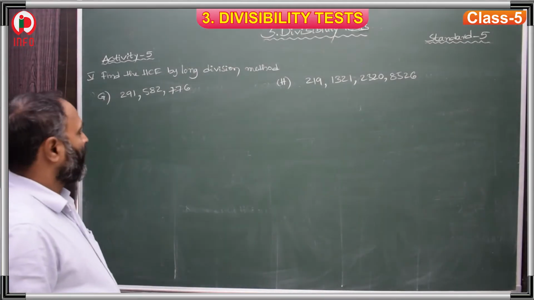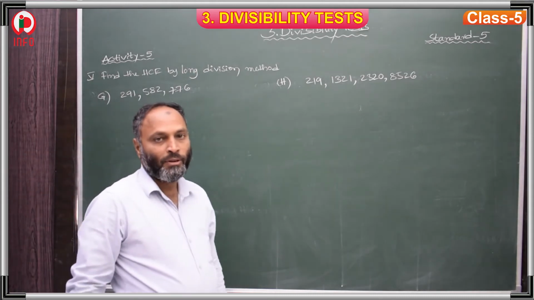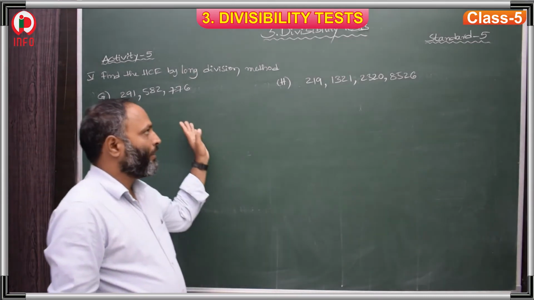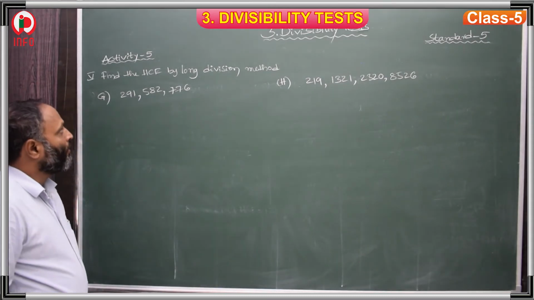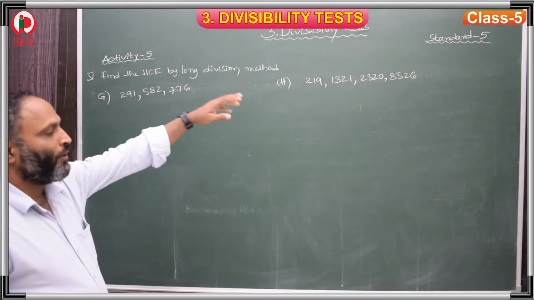One question is there. That is for your home assignment. Only 1 question is your home assignment. Remaining questions, 2 more questions were there. Then how to find HCF when 3 and 4 numbers are given.